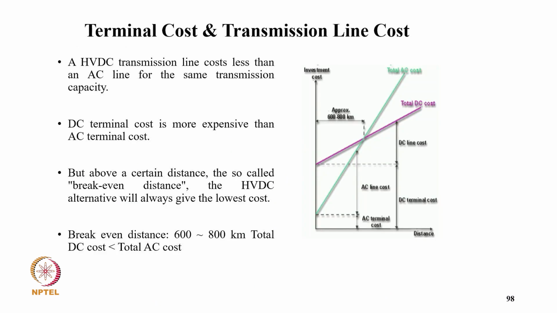So here the HVDC system line costs less than the AC line for the same transmission capacity, and the DC terminal cost is more expensive than the AC terminal cost. But above a certain distance, the so-called break-even distance, the HVDC alternative will always give you the lower cost, and the break-even distance is 600 to 800 km, and total DC cost is less than total AC cost, as you can see in the diagram.